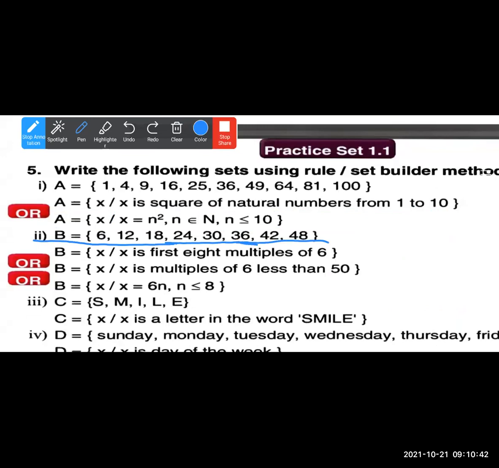So the first option written here: B is equal to the set of all x such that x is the first 8 multiples of 6. That means the table of 6 till 8. So x is the first 8 multiples of 6. B is equal to the set of all x such that x is a multiple of 6 less than 50. That means here first 8 is written, so 6 times 1 to 6 times 8, which is 48. Then here what is written?